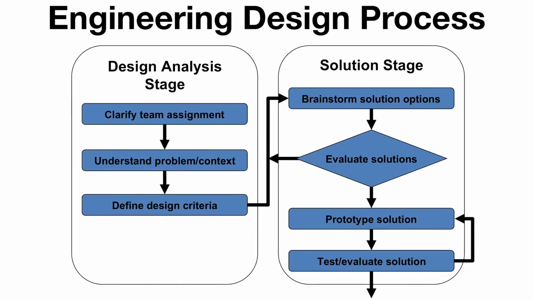Let's take another look at the model for the engineering design process. When you look at this diagram, you'll see that there are several back arrows. These are places where teams may need to revisit steps. For example, the process of evaluation oftentimes generates more solution ideas. Also, the process of prototyping and testing is very iterative. Don't be afraid to repeat a step to improve your design outcome.